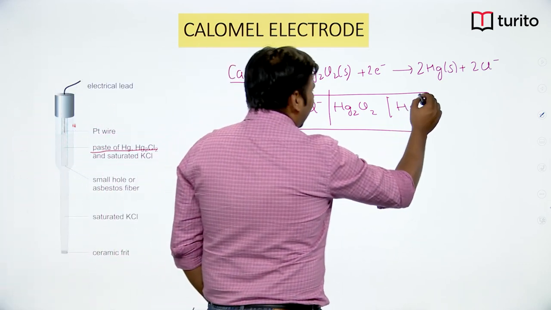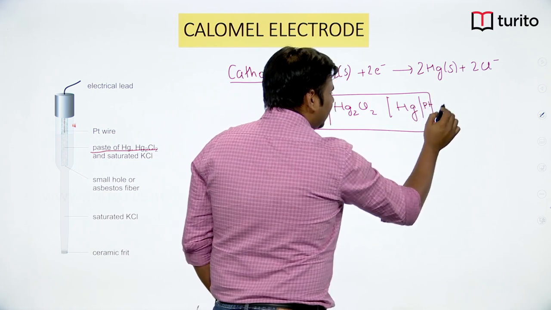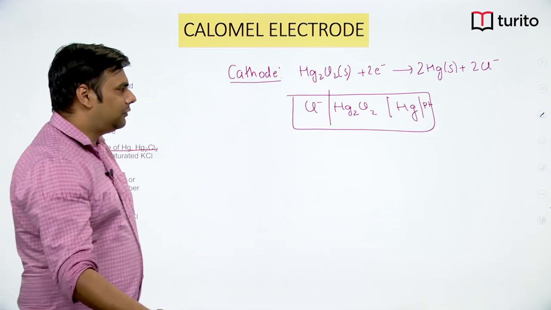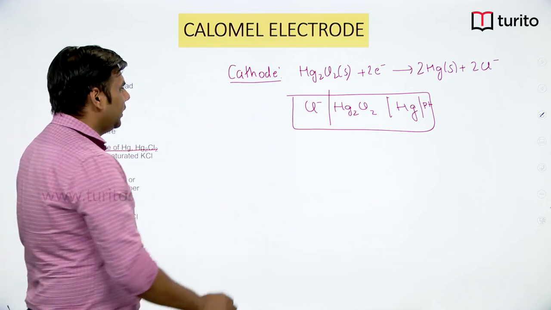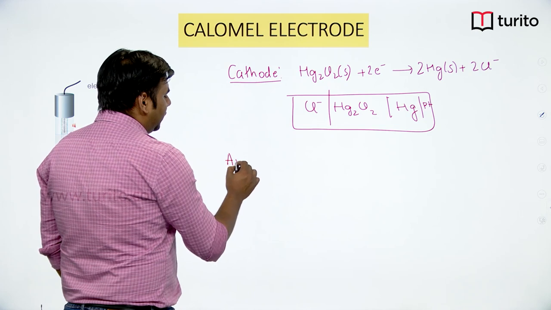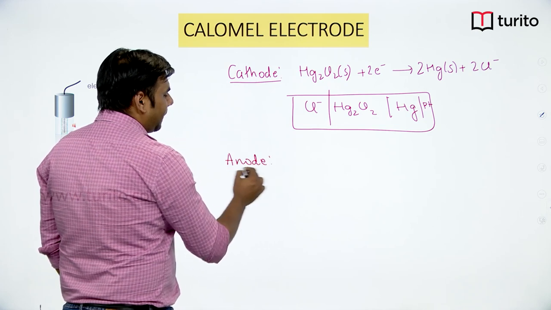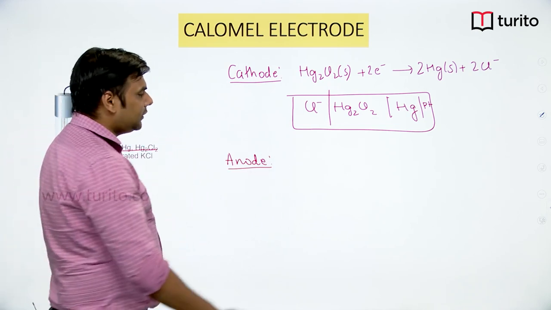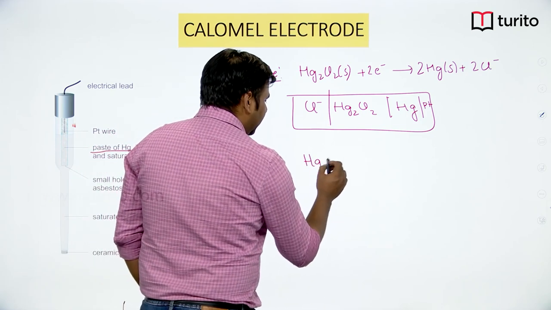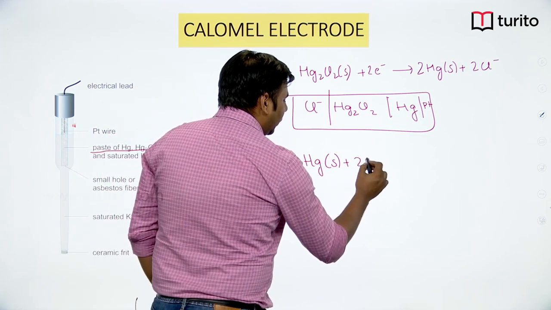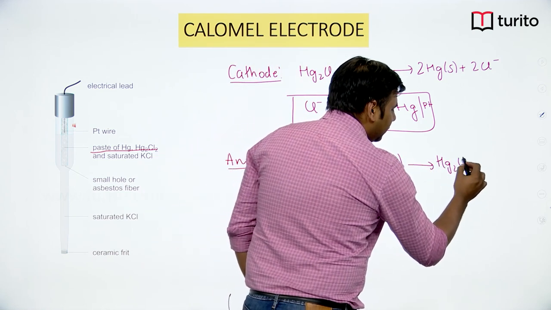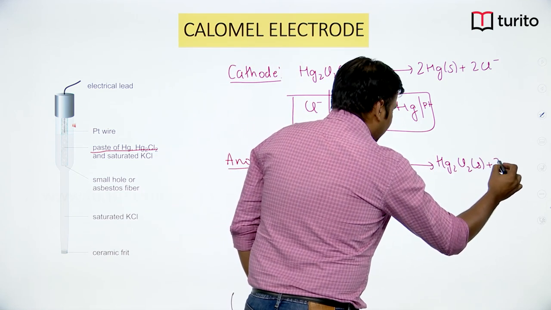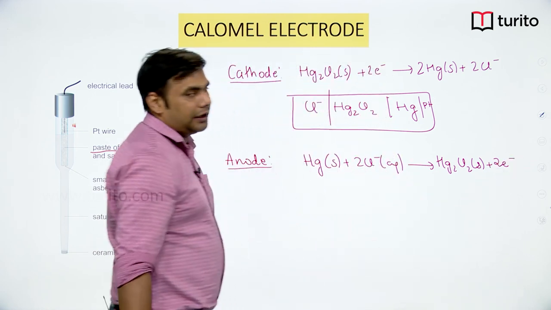So you can also write platinum over here, but most of the text does not mention platinum. If you are not writing it, you should understand that this is the calomel cell. Now if it is acting as an anode, we know that oxidation would take place. So the mercury paste would react with the chloride ion present in the solution and form Hg2Cl2, and electrons would be liberated.